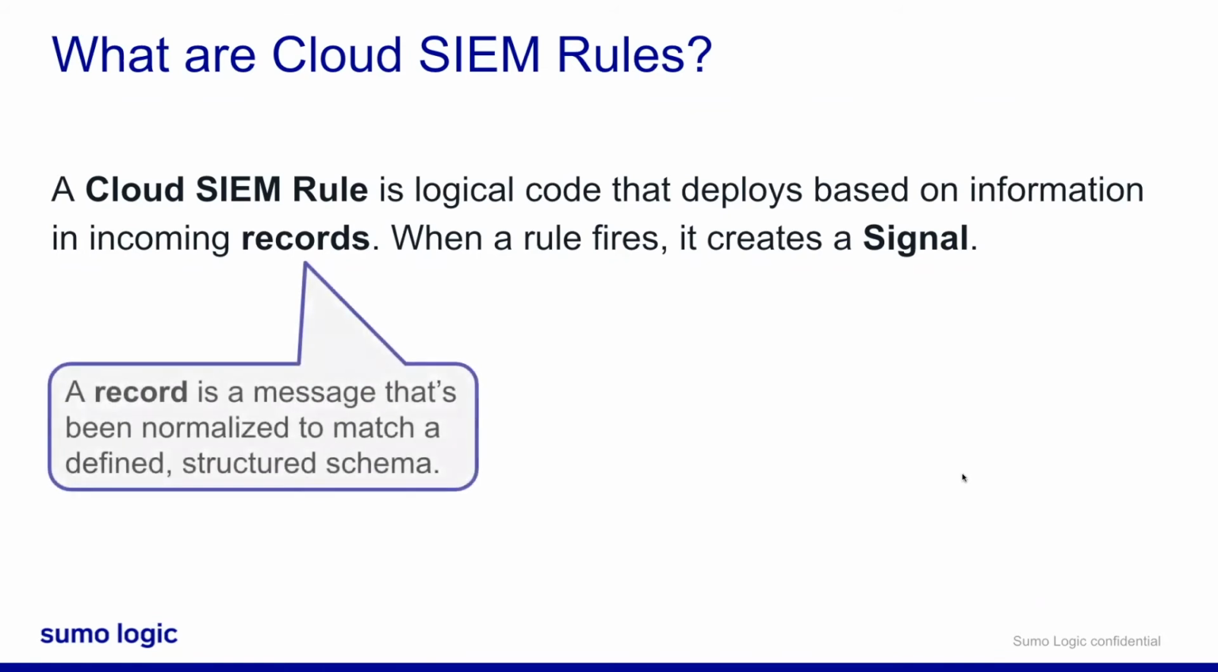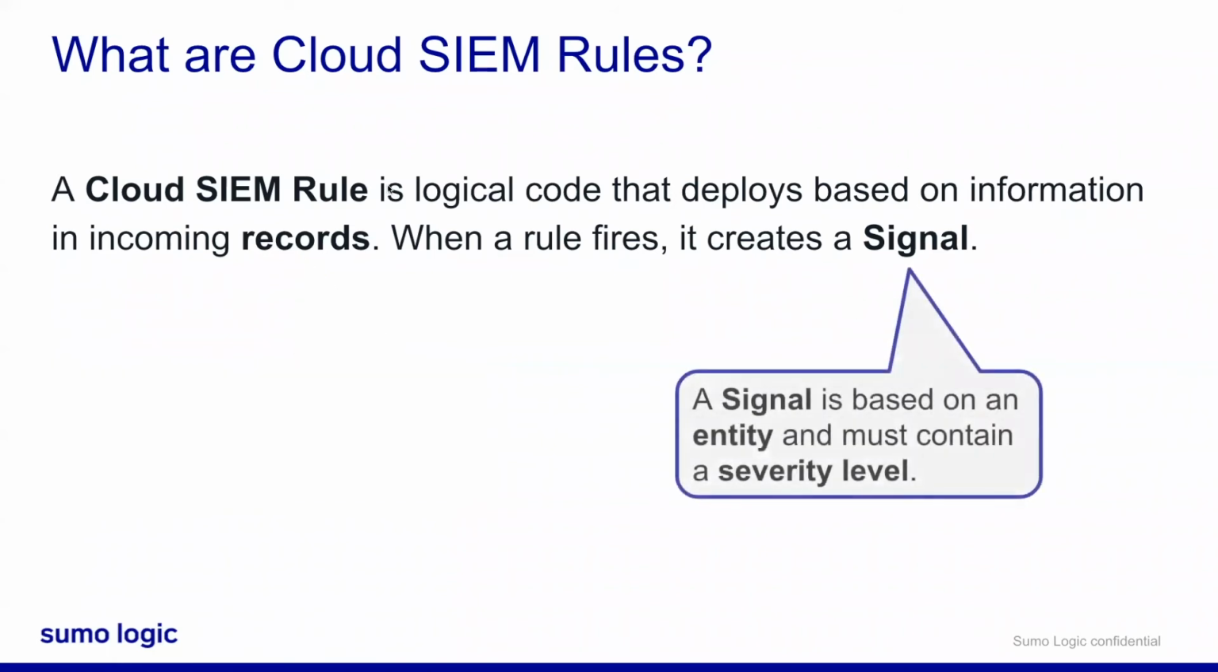So rules are one of the most important pieces of the CloudSIM threat detection engine. All the records that are ingested in CloudSIM are compared to every rule in CloudSIM. Remember, records are normalized log messages. If there's a match, an entity is extracted and a signal is created. These entities are tracked and may correlate with other signals to create an insight, which is where most threat investigations begin. And so that's where we get the record and the signal.